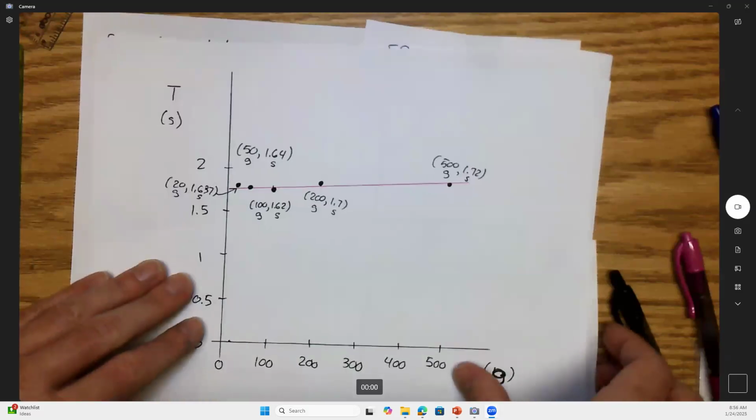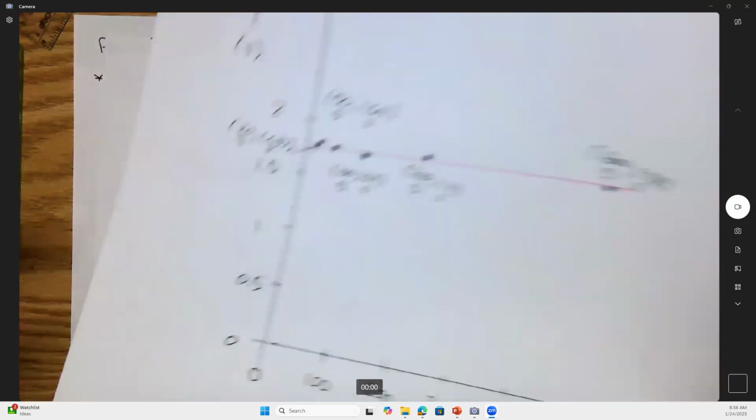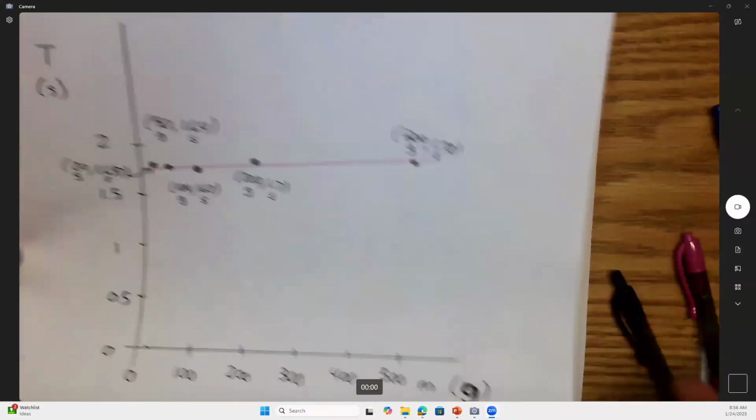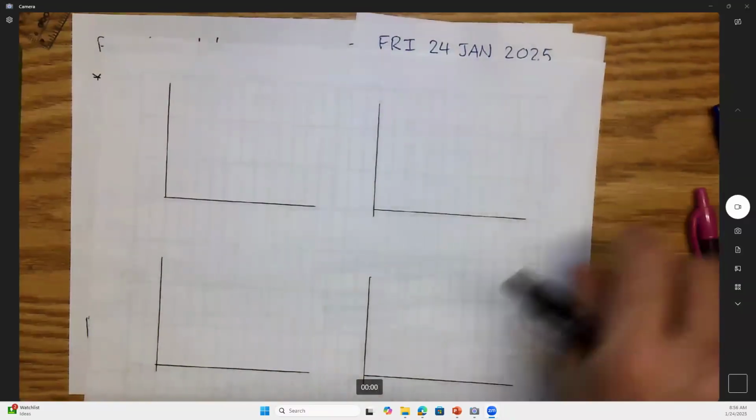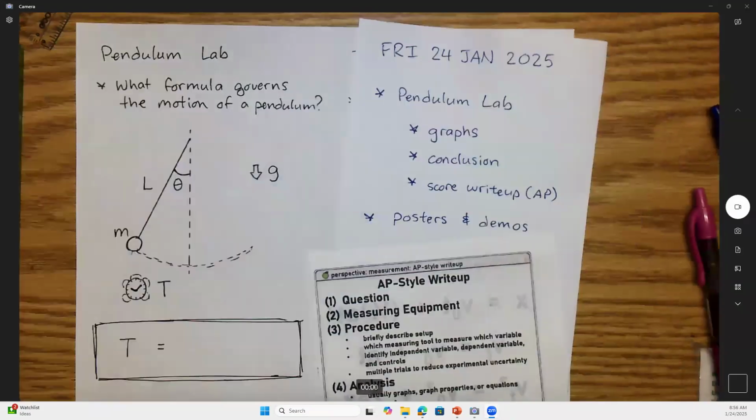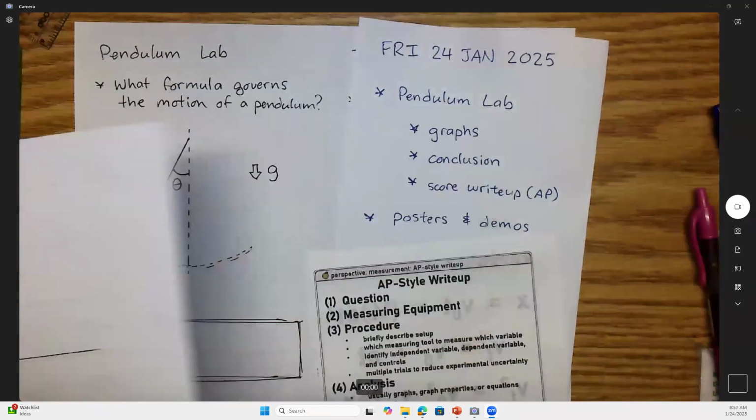Okay. Yeah, so that's what we're seeing right there. All right, so mass is not going to be a factor in the pendulum equation. All right, we've got next.